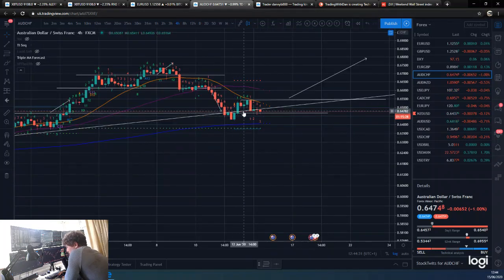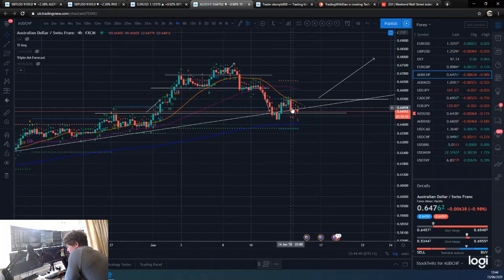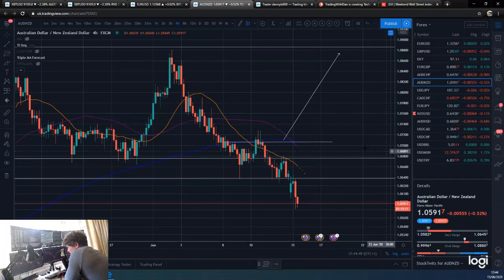This was a good 4 hour entry, breaking above this level. I mean, you can see that it coincided with our break below that level, but yeah, back above it. And I mean, you're in profit at the moment. You went 2 better profits. So, but we'll see what happens with that trade. Aussie dollar, New Zealand dollar.